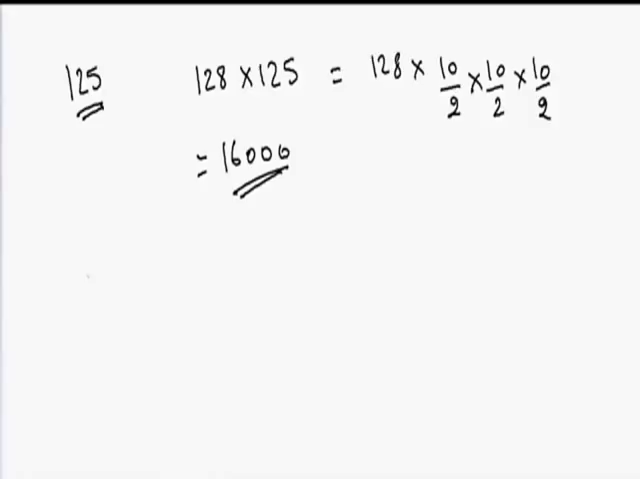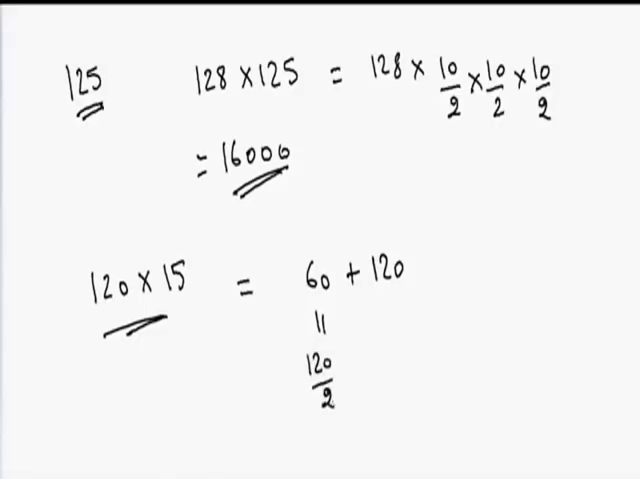Now let's do another thing. If we have to multiply 120 by 15, how will I do that? In that case, I'll take half of 120. Half of 120 is 60, and then I'll add that to 120. So this is equal to 180. Then I put one more 0, and that's my answer.